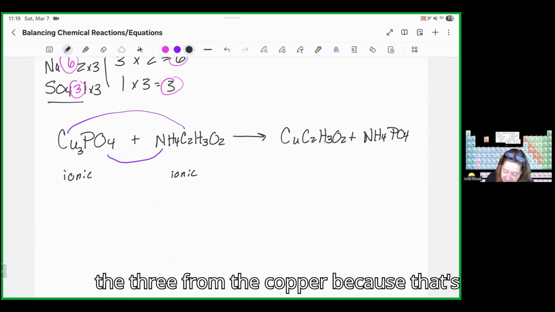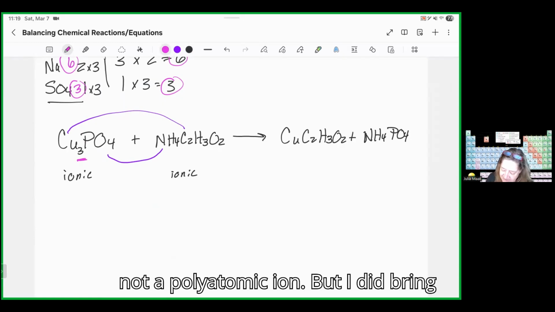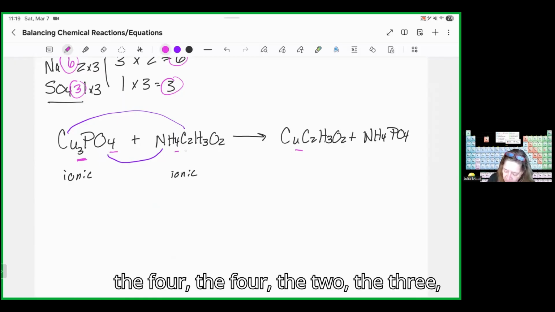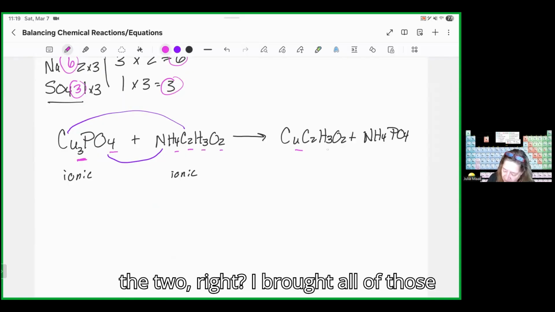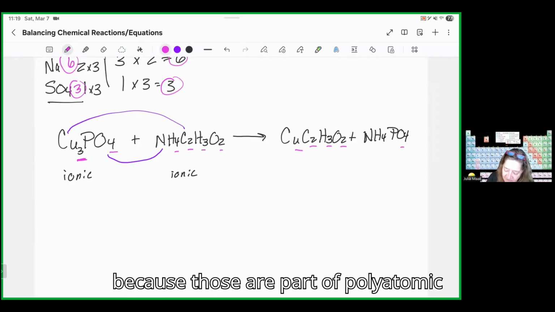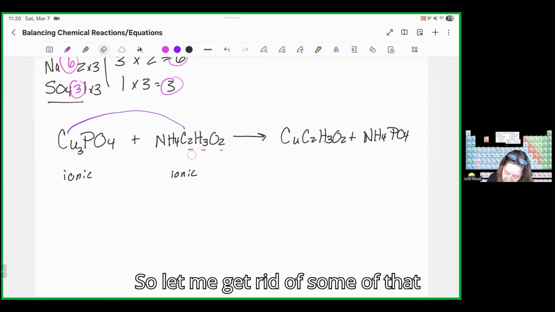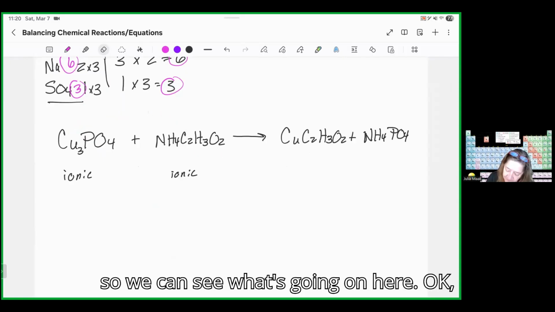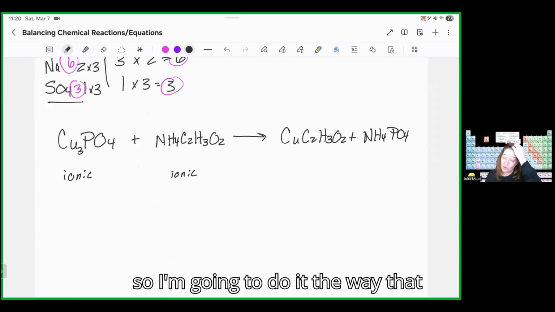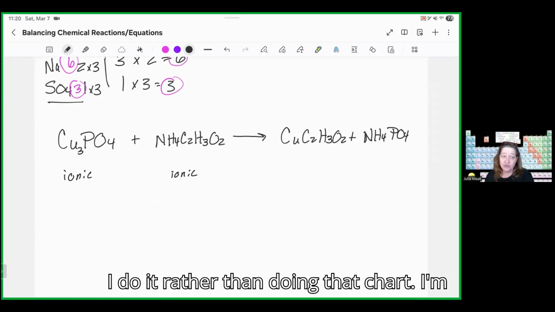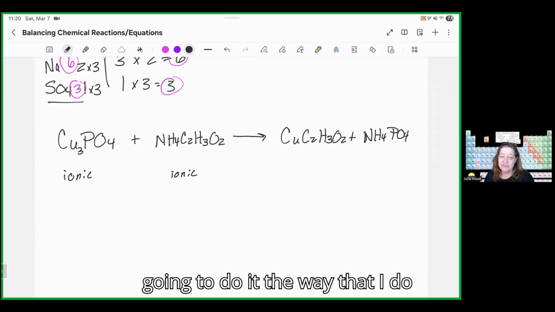So you notice I did not bring the 3 from the copper because that's not a polyatomic ion, but I did bring the 4, the 4, the 2, the 3, the 2, right? I brought all of those because those are part of polyatomic ions. So let me get rid of some of that so we can see what's going on here. Rather than doing that chart, I'm going to do it the way that I do it.